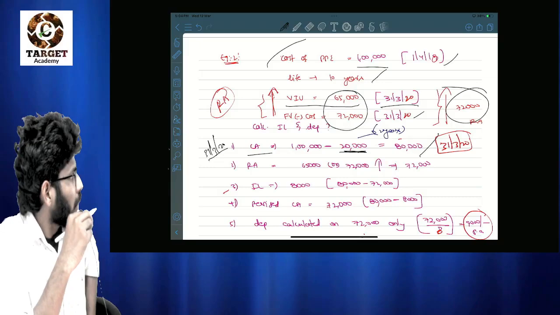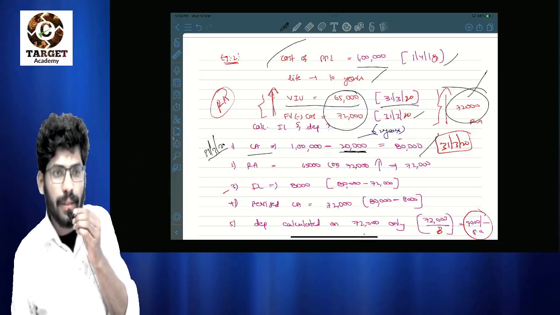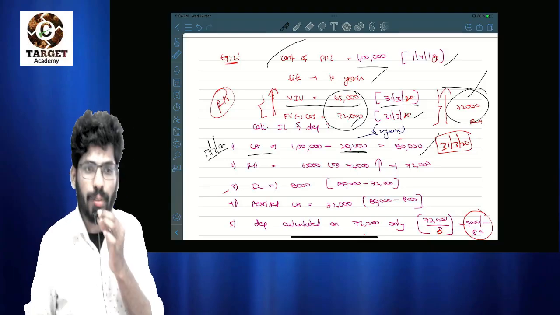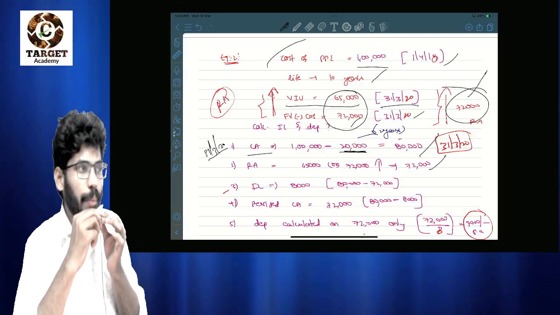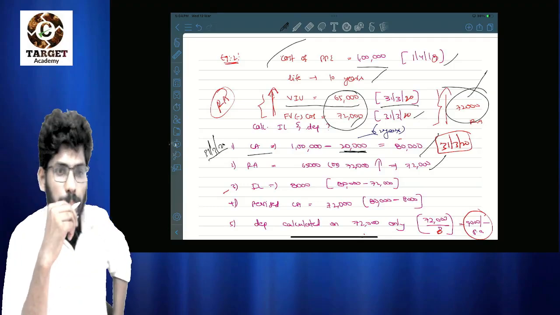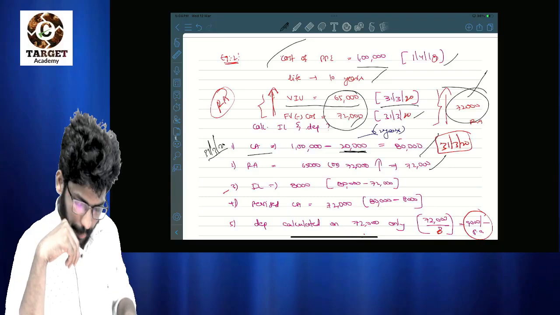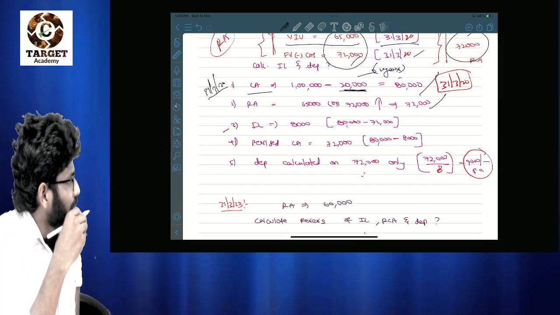Then what is the recoverable amount here? Recoverable amount equals 72,000. We already calculated 65,000 or 72,000, whichever is higher. 72,000. Then what is the impairment loss? 8,000 is the impairment loss. Clear? Okay.